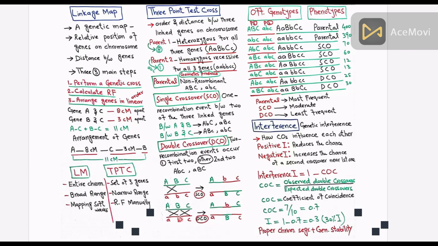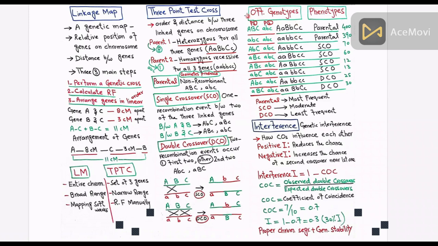Capital A, small b, capital C. Small a, capital B, small c. And this is the double crossover event.